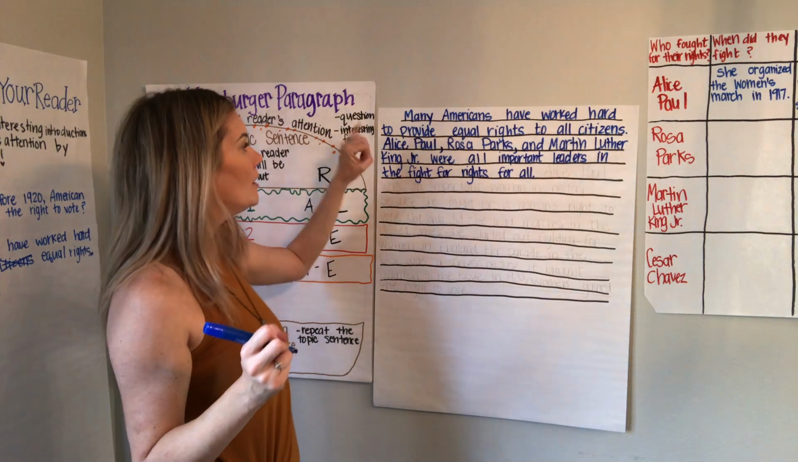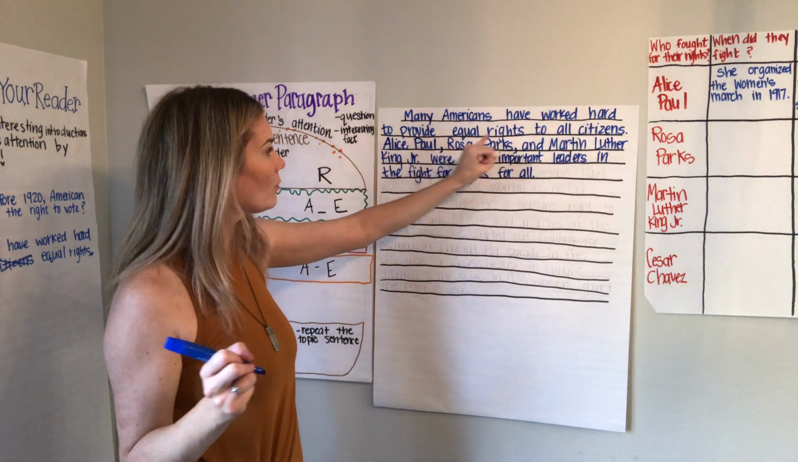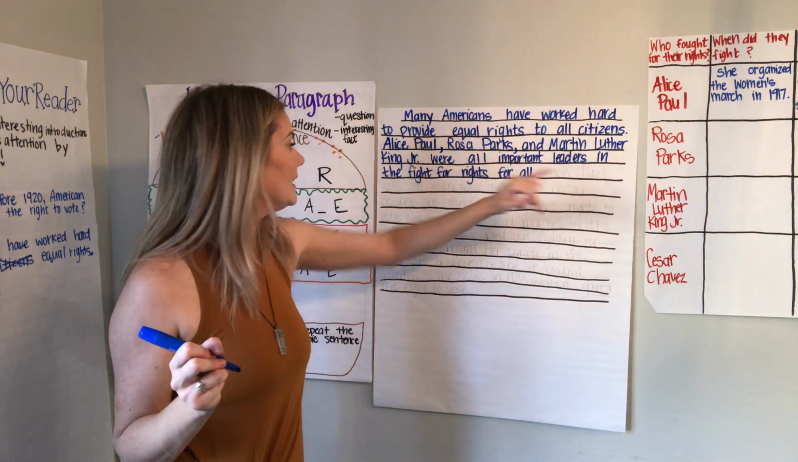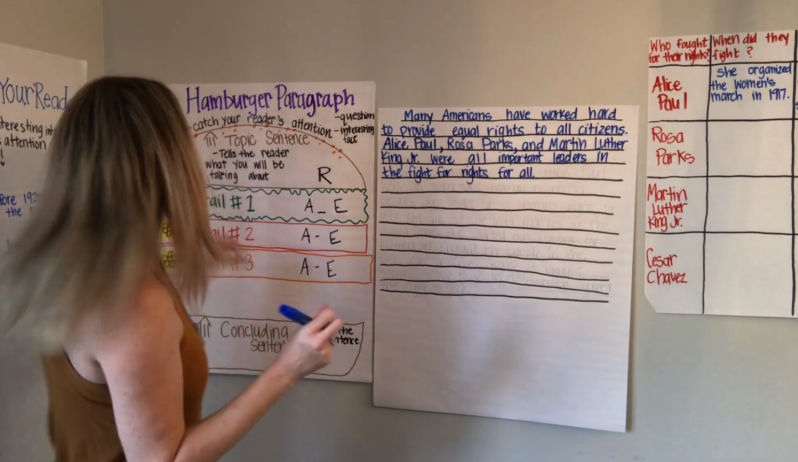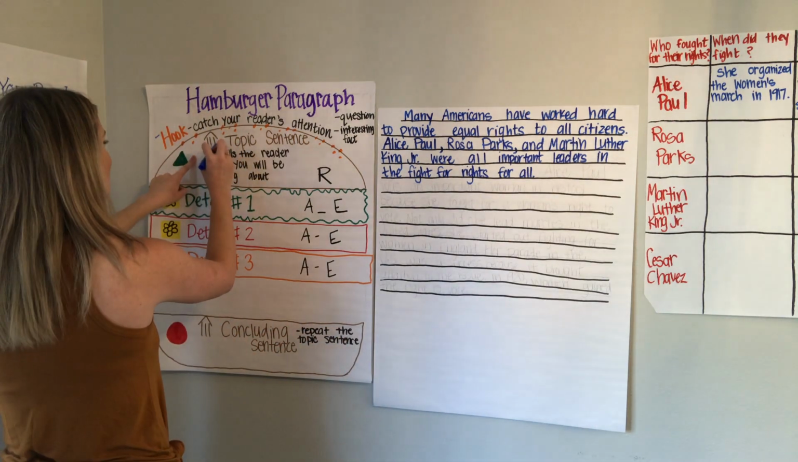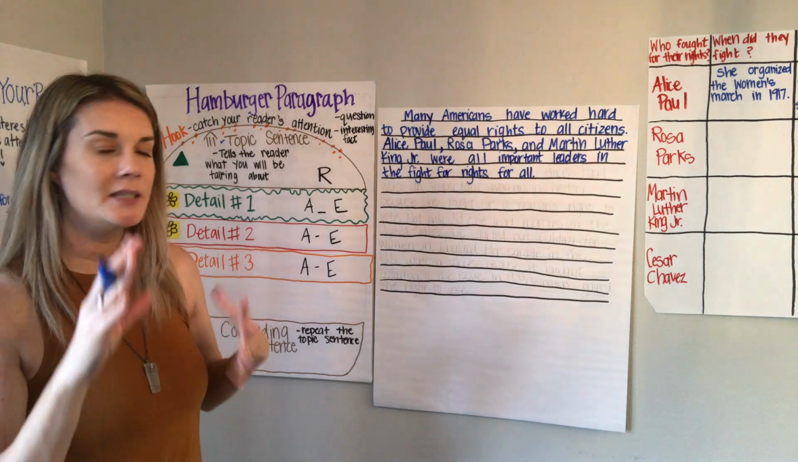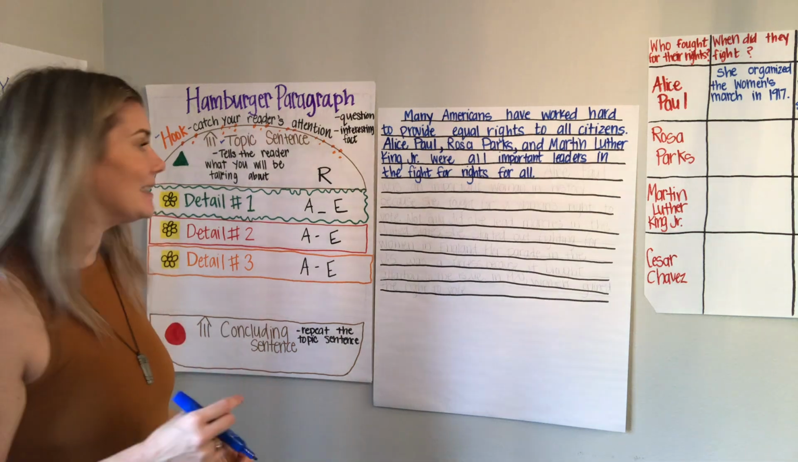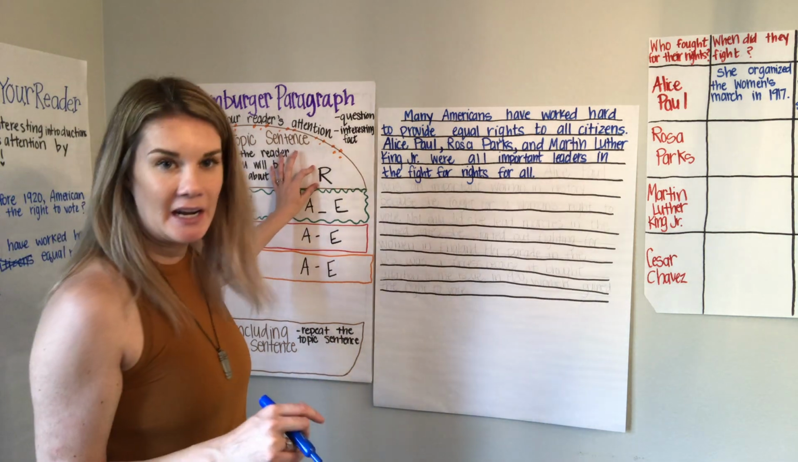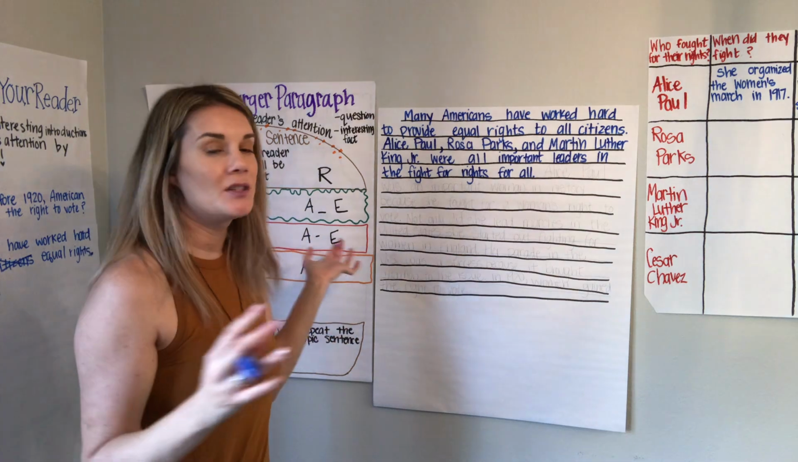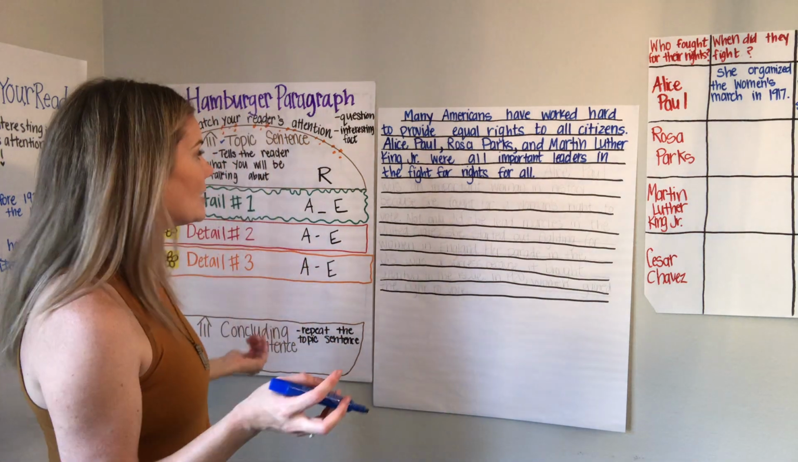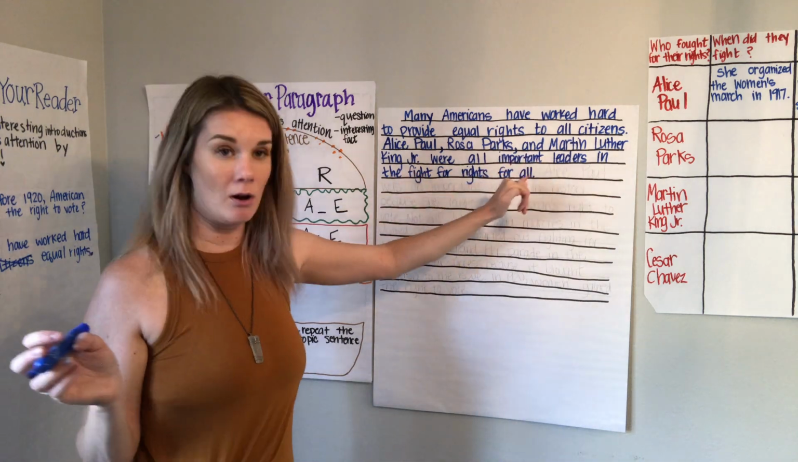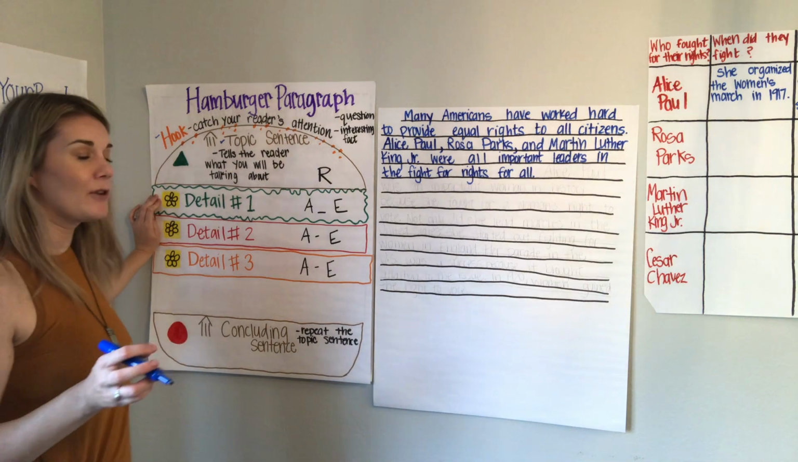So far it says, many Americans have worked hard to provide equal rights to all citizens. Alice Paul, Rosa Parks, and Martin Luther King were all important leaders in the fight for rights for all. So far I have my hook and I have my topic sentence. Again, that topic sentence introduces the reader to what you're going to be talking about. It's that main idea. It's also where you're kind of restating, so if the question was, who were some important leaders that fought for our rights? The answer would be Alice Paul, Rosa Parks, and Martin Luther King were all important leaders in the fight for rights for all. Now I'm ready to write that first detail.